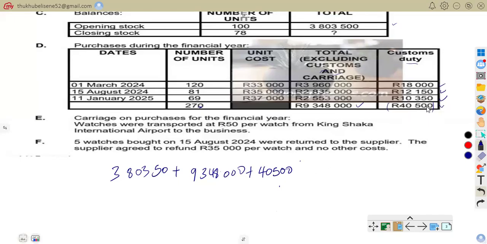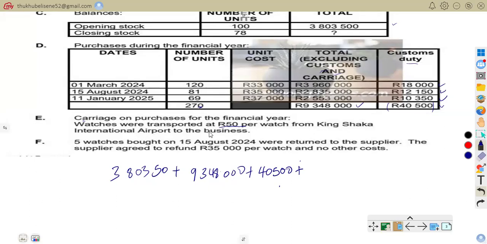40,500, as you can see. Also, we have carriage on purchases. As it says, carriage on purchases for the financial year. Watches were transported at this much, 50 rand per watch from Kinshasa International Airport to the business. So that is per watch.